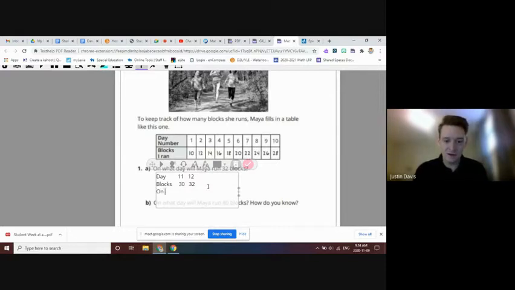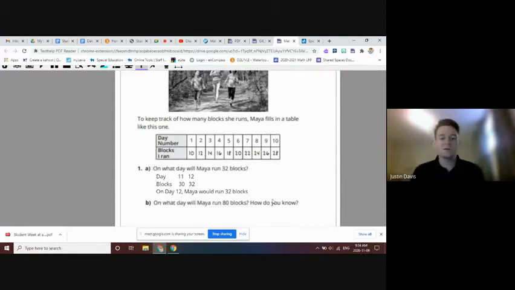So if I wanted to put my answer down here in a little sentence, I could say on day 12, Maya runs 32 blocks. Stretch this out a little bit more.